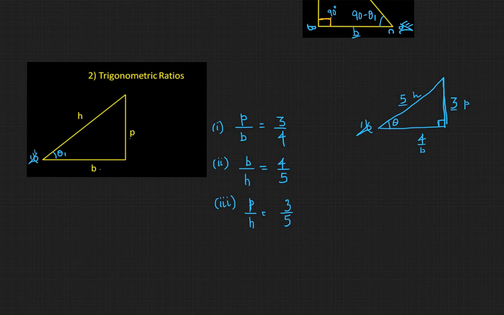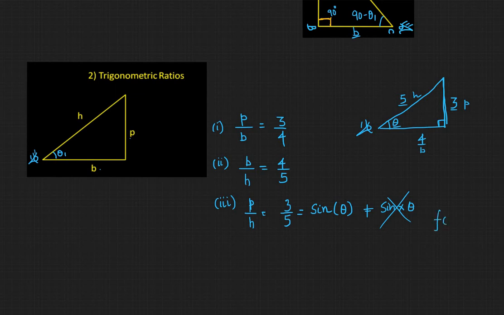Now we give each of these ratios a name. So the first ratio is perpendicular by hypotenuse, and we call it sine of this angle, which is theta. That represents that I'm viewing from here, right? From this angle I'm looking. So sine of theta. Don't imagine this as sine into theta or something like that. That is wrong. We call it sine of theta.